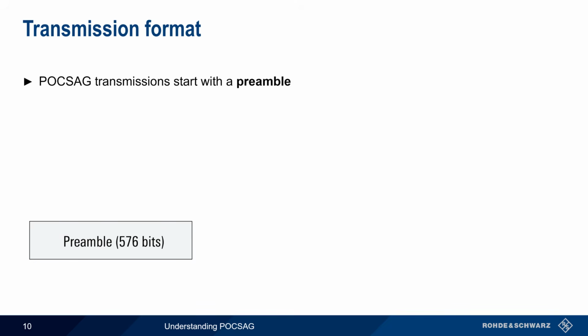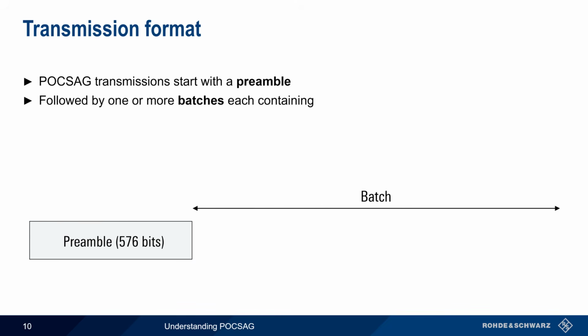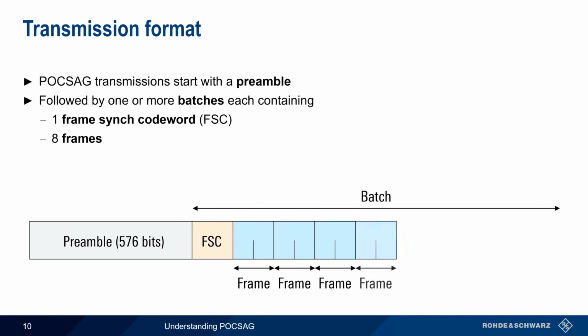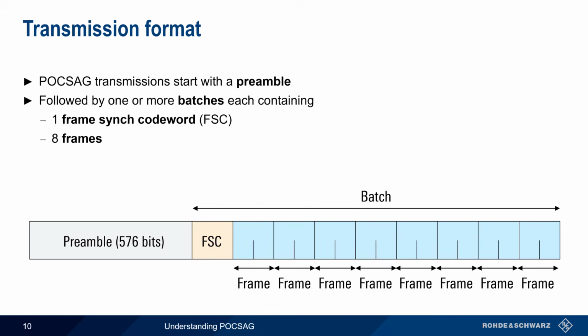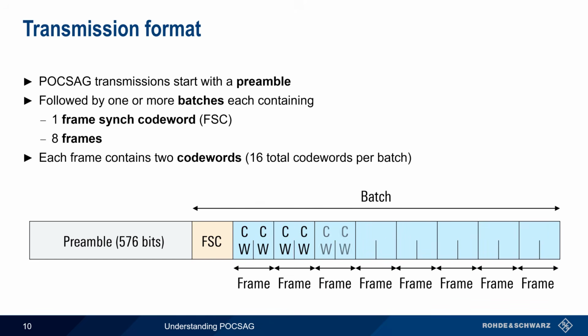Now let's look at how bits are transmitted. All POCSAG transmissions begin with a preamble, which is then followed by one or more batches. Every batch starts with a special frame synchronization codeword, which is then followed by 8 frames. These frames in turn each contain 2 codewords, for a total of 16 codewords per batch. Over the next few slides, we'll explain each of these fields in much more detail, starting with the preamble.